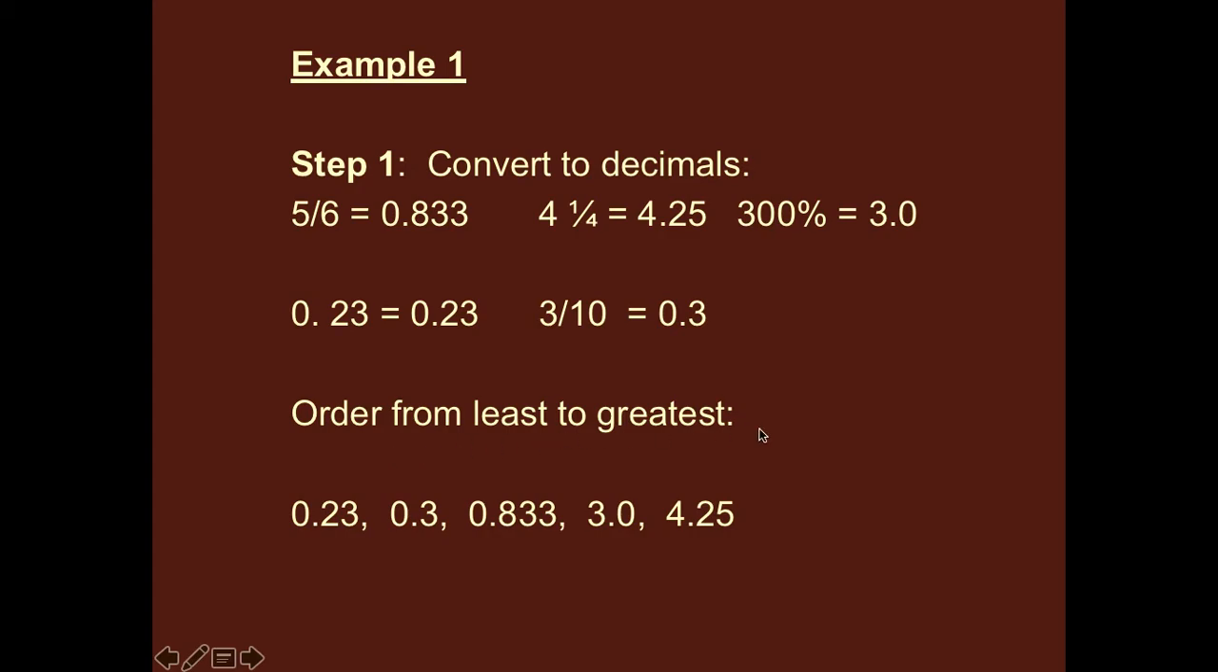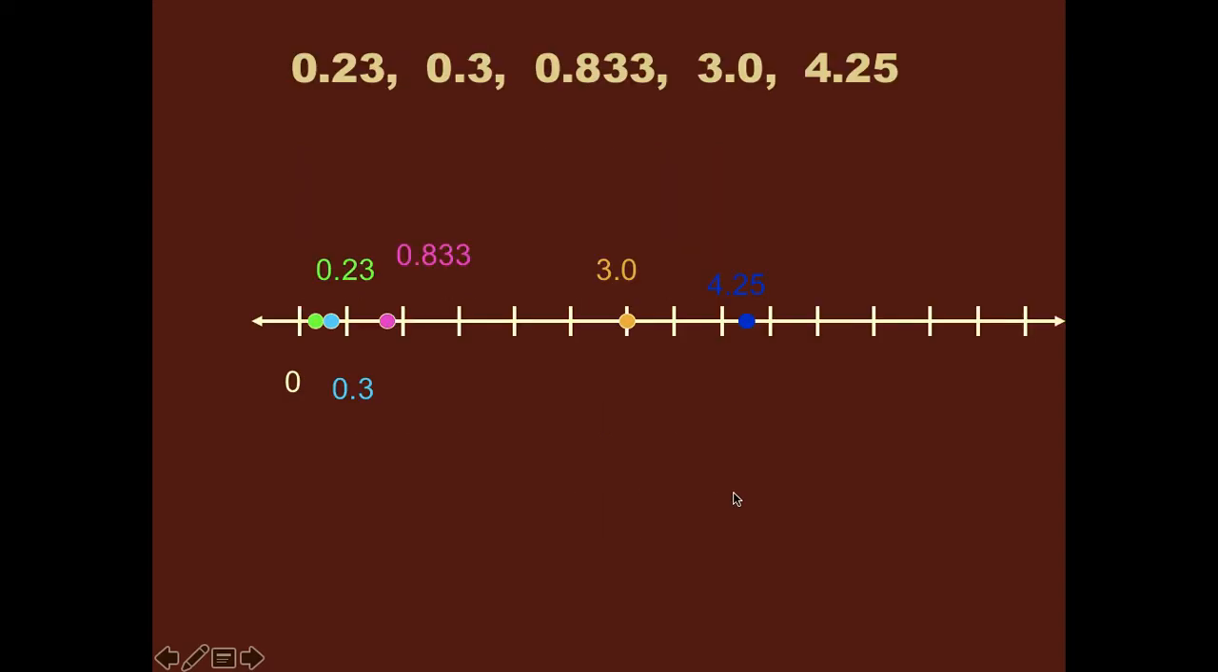Now come on, arrange them from least to greatest. So we have to check the numbers and arrange them. Then we have to arrange them on the number line as well. So this is how we are going to arrange. Since all the numbers are positive, we will just use the positive integer line.